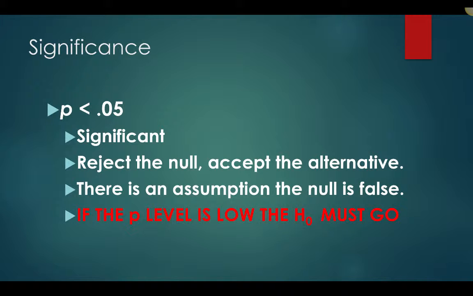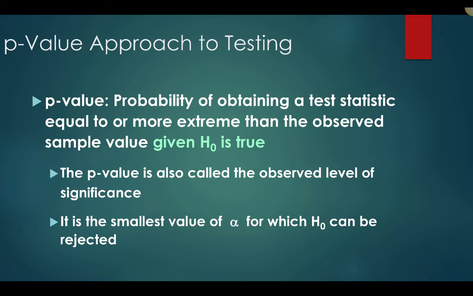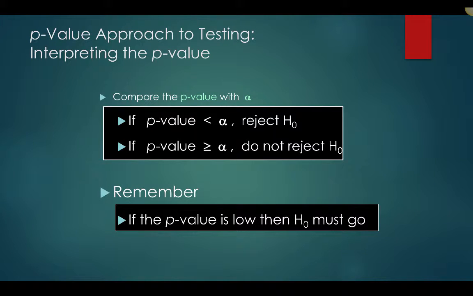The p-value approach to testing: the probability of obtaining a test statistic equal or more extreme than the observed sample value, given the HO is true. Okay, the p-value is also called the observed level of significance. It is the smallest value of alpha for which the null hypothesis can be rejected. If the p-value is below 0.05, we reject the null hypothesis. If the p-value is above 0.05, we do not reject the null. Again, here's that little thing: if the p-value is low, the null must go.